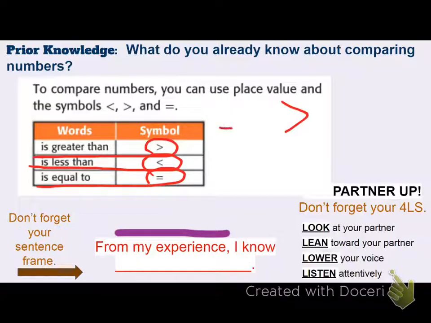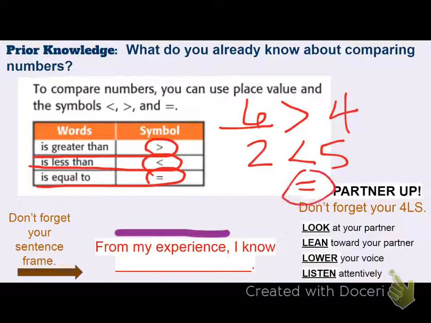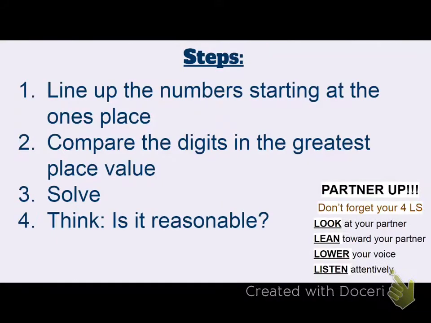So the first value is greater than the second value. An example would be 6 clearly is greater than 4. If your first value is a smaller number, a value that's less, then you're going to use the less than symbol. So 2 is less than 5. And then finally, I know that values can be equivalent or equal, and that's when I would use this equal sign. This will definitely help us in our lesson today, remembering what each of these symbols means.